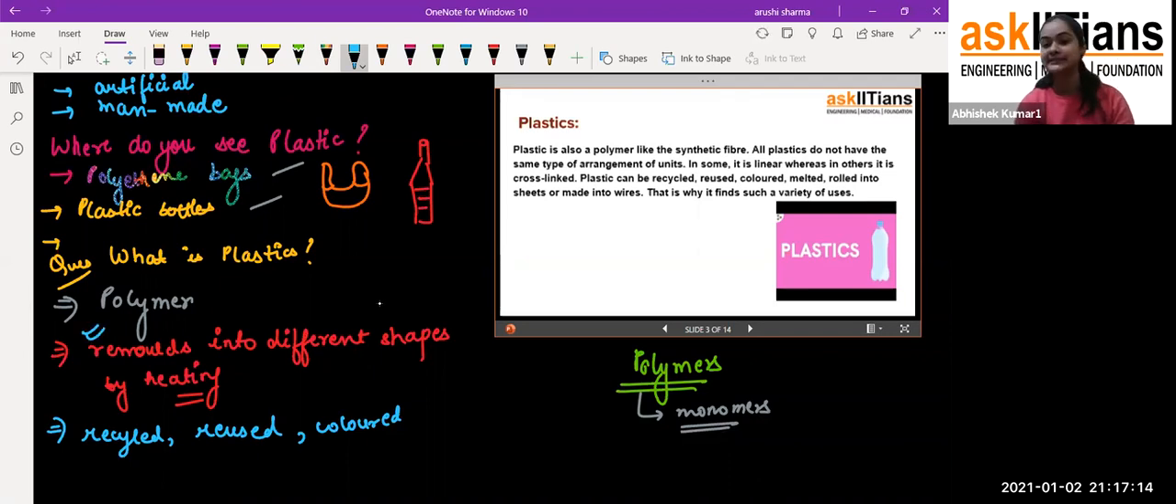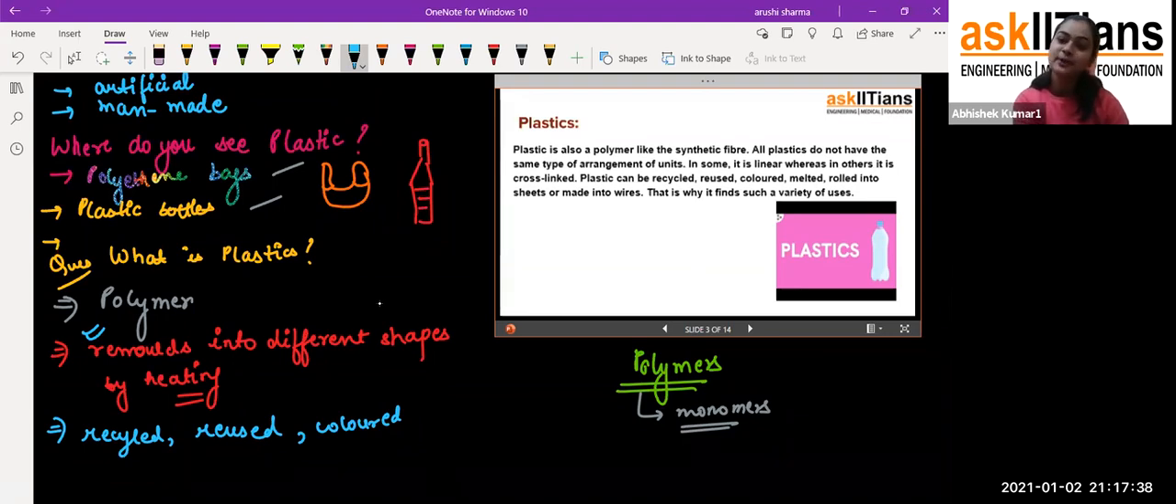So these are the plastics. Fine. Now I hope if someone asks you what is plastic, you are not going to simply give them an example. You will try to make them understand by giving this definition. We can say that plastic is a type of material which can be remolded into different shapes by heating it.